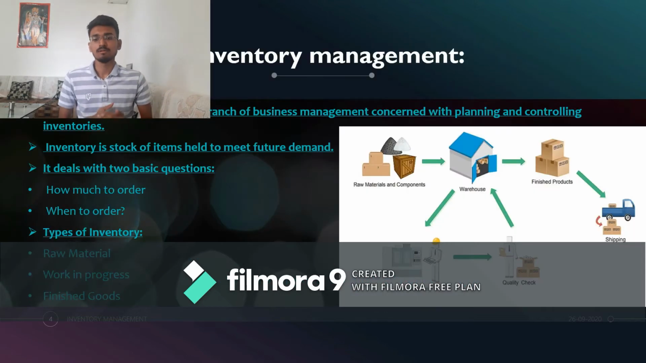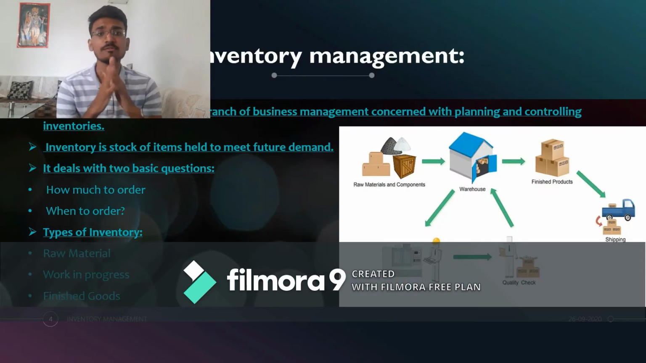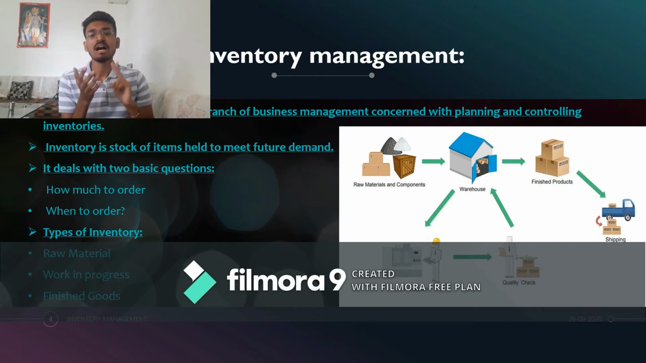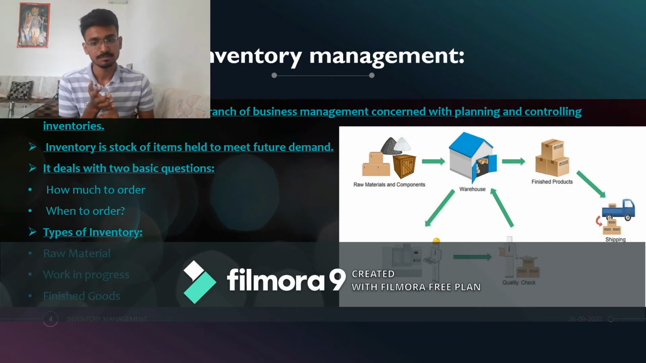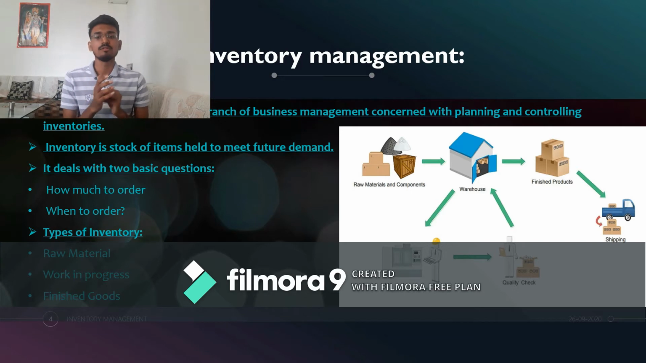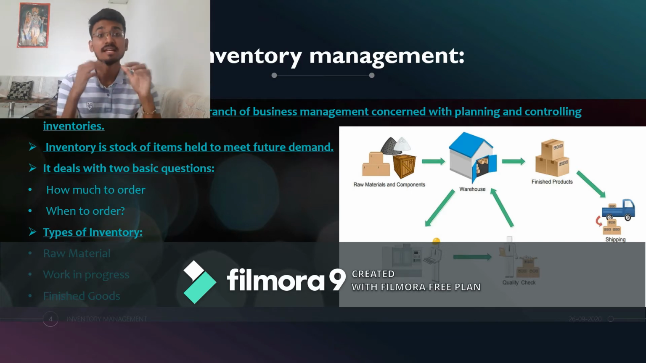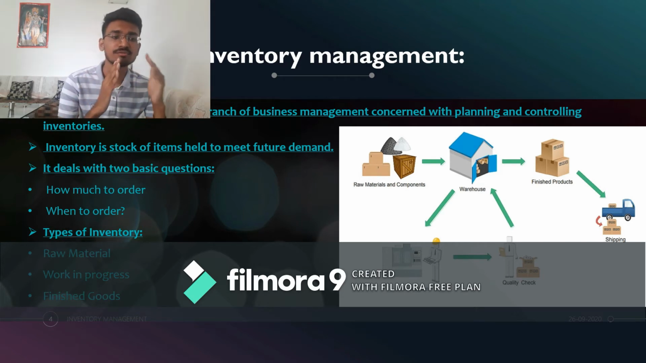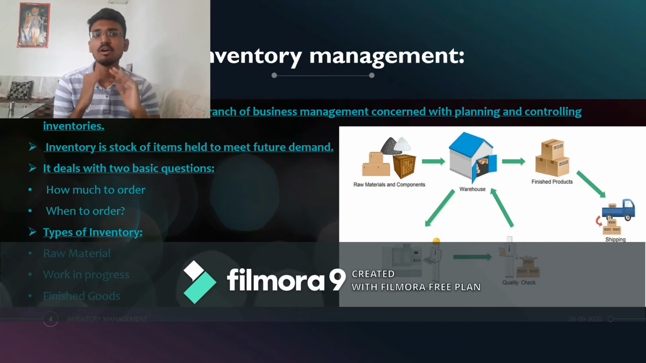Next is, what are the questions that we will deal with in inventory management. So there are two basic questions. First is how much to order, and second is when to order. Let me tell you, inventory management is nothing but the branch of business management which deals with the planning and controlling of inventories. Simple as that.